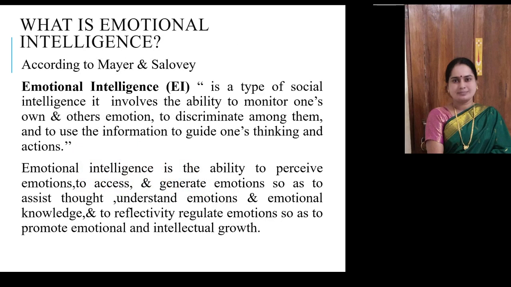So here you have the definition by Mayer and Salovey. What does emotional intelligence mean? It is a type of social intelligence. It involves the ability to monitor one's own and others' emotions, to discriminate among them, and to use the information to guide one's thinking and actions. So this is intelligence, of course. Intelligence, you have that capacity of brain where you can get the ability to monitor, to control yourself, to control others, or you can control your and others' emotions.